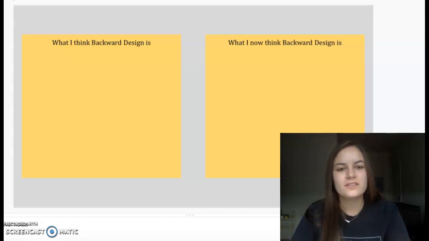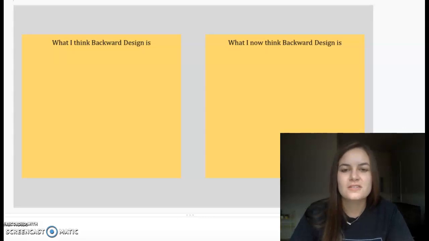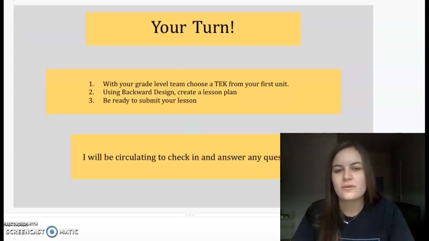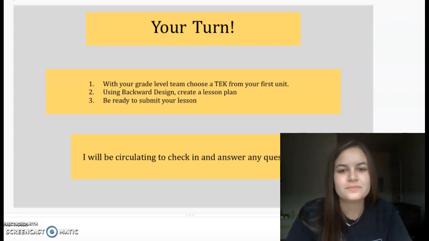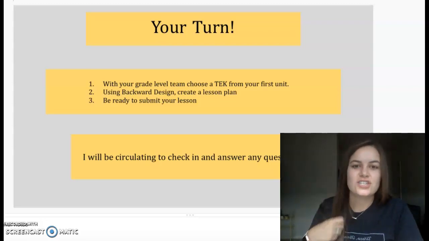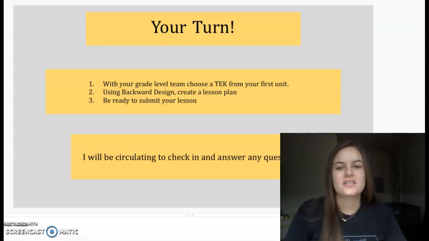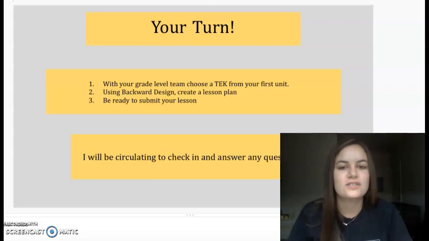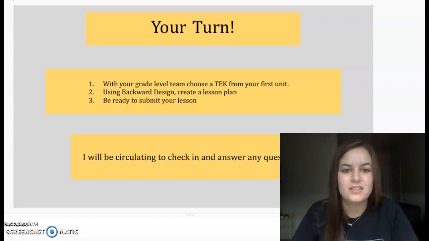All right, now that we've all returned to our seats, we have one last part, and it's actually going to help you with the first week of school. You're going to actually plan your own lesson using backwards design with your content area. So your turn. With your grade level team, you're first going to choose a TEK from your first unit. So if you teach third grade math, pick a third grade math TEK. If you teach first grade, pick a first grade TEK. Plan with your grade level team on this.